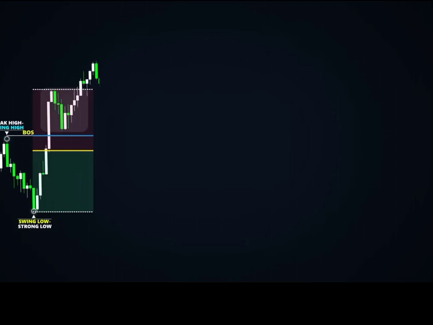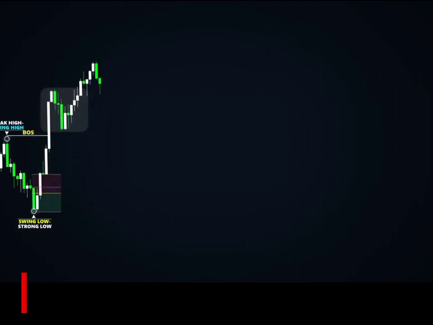Again, draw your Fibonacci from the previous strong low to the new high. What do we see? Price didn't reach the 38.2% level. It stayed above it. So, this is not a valid pullback. We can mark this area as noise or a minor continuation zone, but it's not a proper retracement. After this, price pushes higher again.